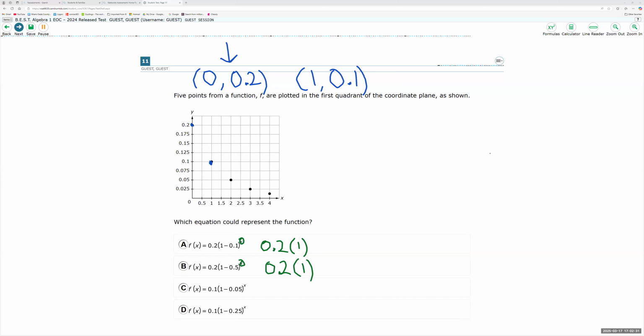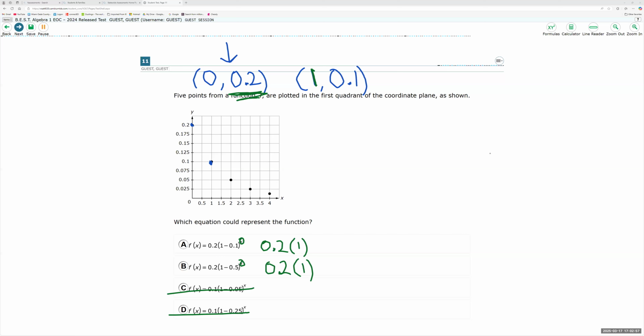But I know that 0.2 times 1 is 0.2. And so when x is 0, I need y to be 0.2. So I'm going to eliminate C and D already. Okay, to find out if it's A or B, I'm going to use 1 for x to see if I get 0.1 in y in those equations.